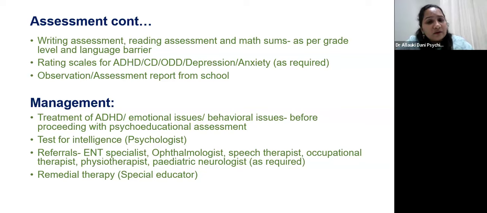And lastly, we can refer the child to a pediatric neurologist if we feel that the child has any dysmorphic features, which can be because of any syndrome. In this case, the child has a lot of motor issues, which can also be due to a syndrome. Or if the child has faced any recent CNS insults, as we have discussed before. Lastly, we definitely refer the child for remedial therapy to a special educator or a psychologist, as we just learned from three special educators.